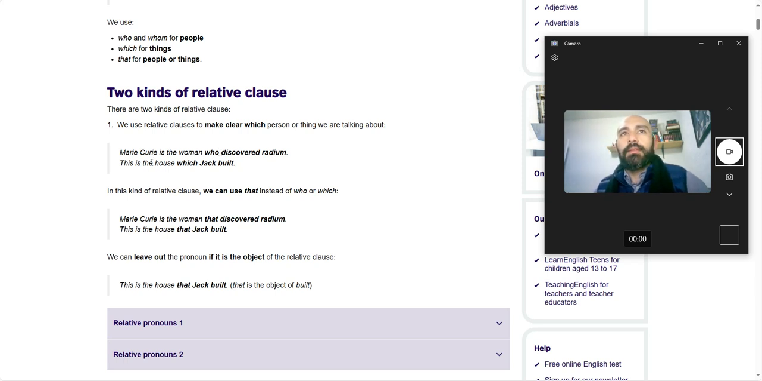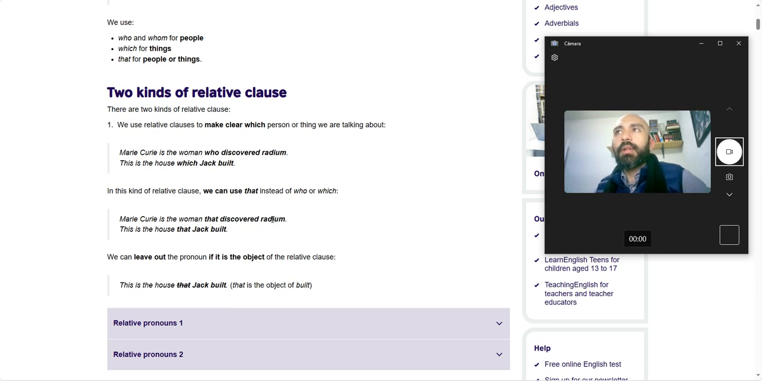Okay. The same for a house. This is the house which Jack built. There are many houses, but this is the one which Jack built. So we're emphasizing that Jack built this house, not the other one. Okay. In this kind of relative clause, we can use that instead of who or which. So as I said before, you can use it to replace anything. Marie Curie is the woman that discovered radium. This one is correct in the same way as this one.